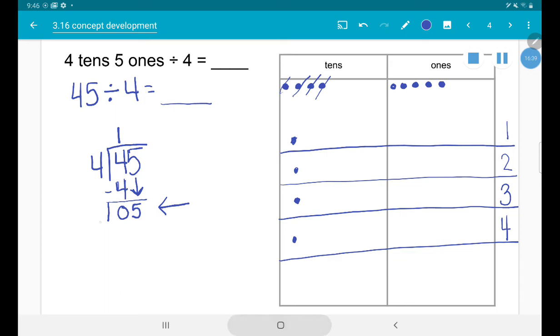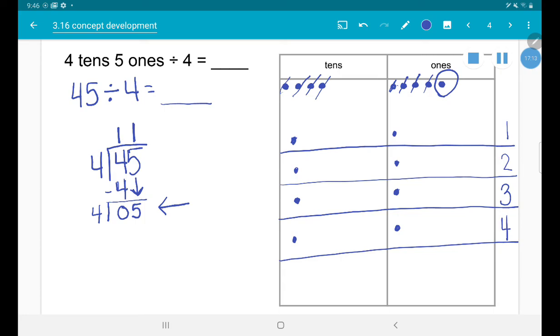Okay, so now I have 5 things to put into 4 groups. So go do that on your model. 1, 2, 3, 4. There's 1 more left. You're exactly right. How many times could I put 5 things into 4 groups evenly? 1 time.